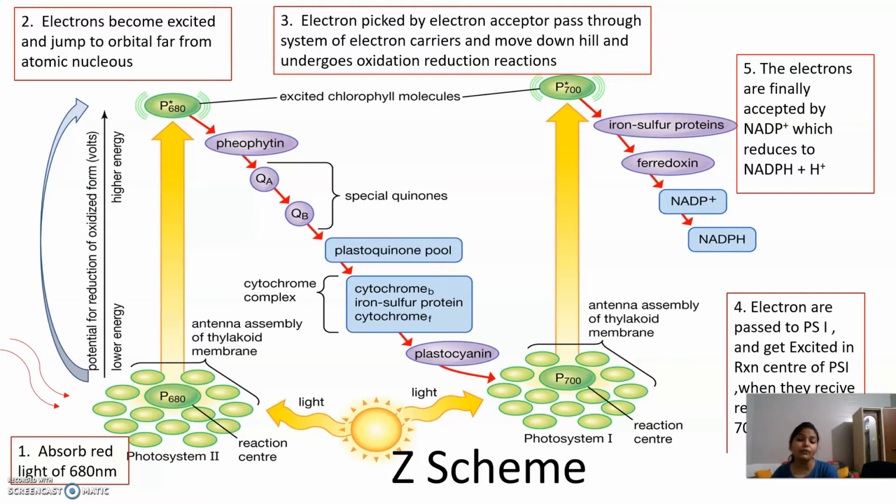It has two ubiquinone molecules, the QA and QB. After that, the electrons are transferred to the cytochrome B6F, that's the iron sulfur protein. After that, the electrons are transferred to the plastocyanin, that's another mobile carrier. The plastocyanin hands over the electrons to photosystem 1.